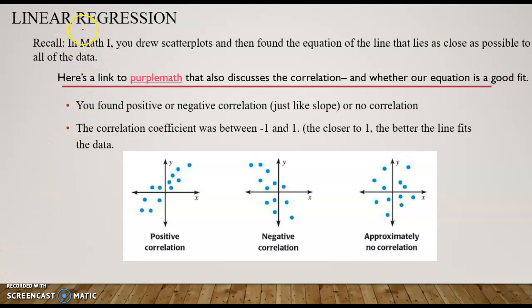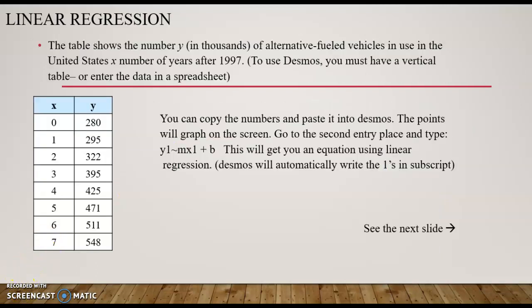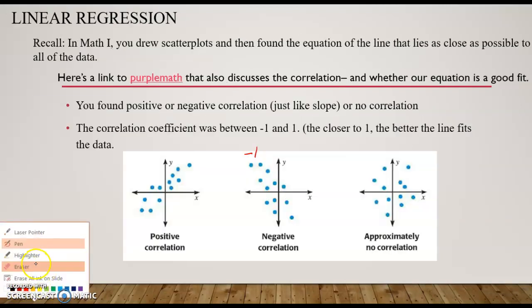All right, linear regression is just getting a line. You drew scatter plots and found the equation of the line that lies as close as possible to all of the data. Okay, we had positive correlation, negative correlation, and approximately no correlation at all. The correlation coefficient was between -1 and 1. This is -1. Well, it would have to be a lot closer together to actually be -1. But this is the negative and this is a positive.